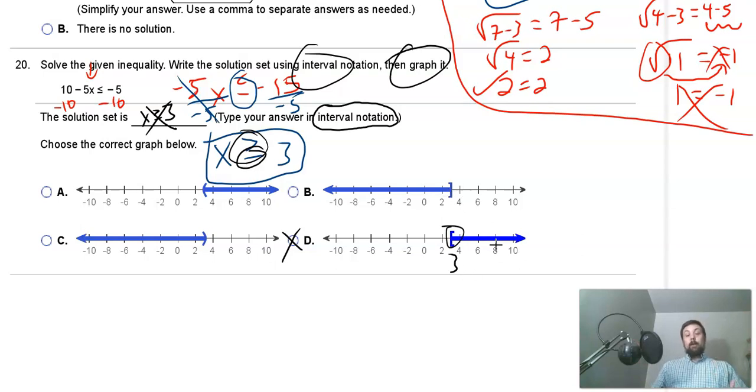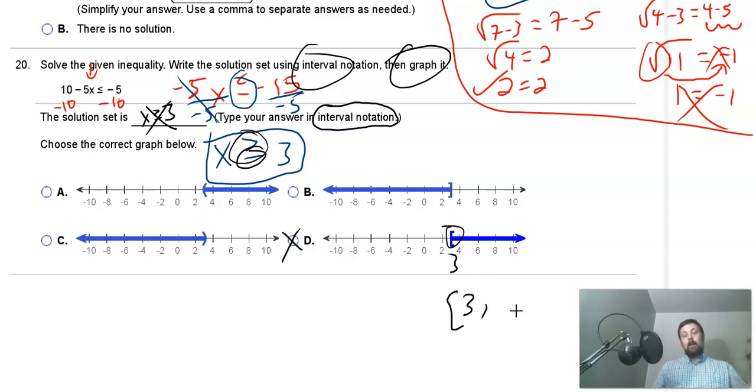All right, so I would recommend finding the graph first, which is what we just did, and then do the interval notation once you have the graph figured out. Because I think it's easier to figure out the interval notation from the graph. So here we're going from 3 to infinity, right? So we start with the number furthest to the left.